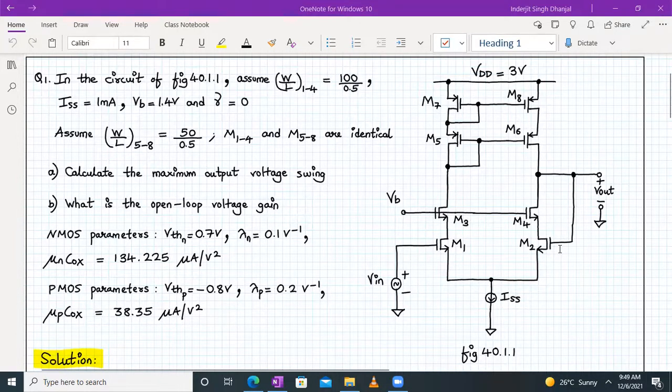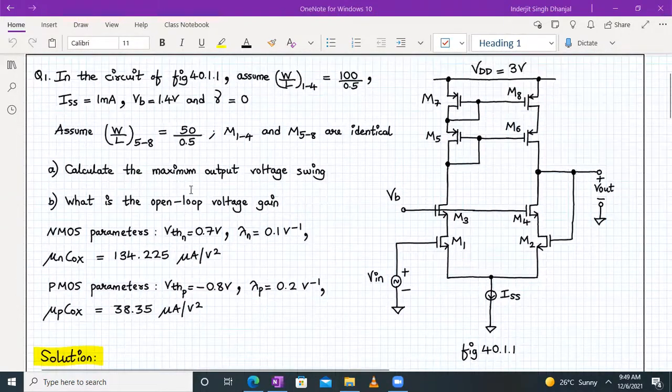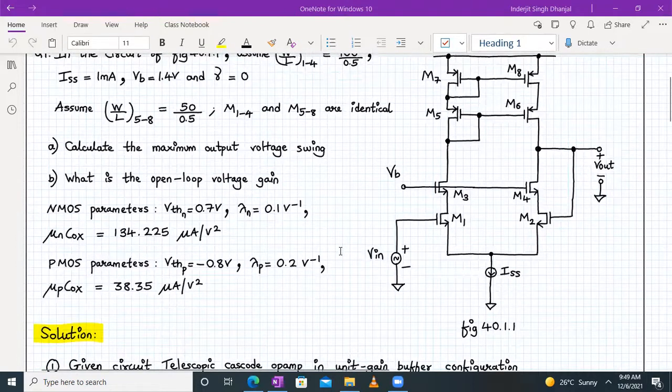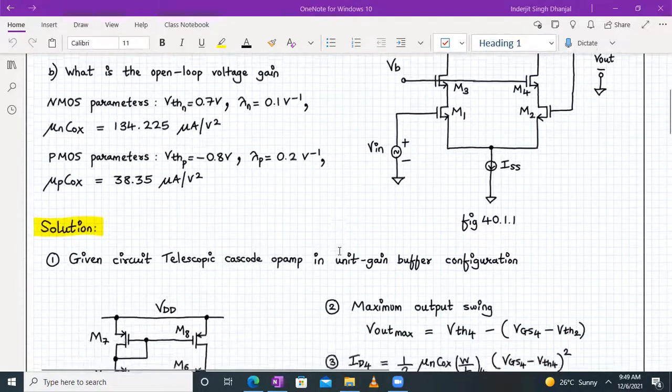And basically here, if you look carefully, the input terminal, which is applied to the gate terminal of M2, is directly connected to the output. So this op-amp is in the unity gain buffer mode. We have to calculate the maximum output voltage swing, and secondly, the open loop voltage gain. The NMOS and PMOS parameters are given in the form of VTH, lambda, and mu n Cox and mu p Cox. So let's proceed.